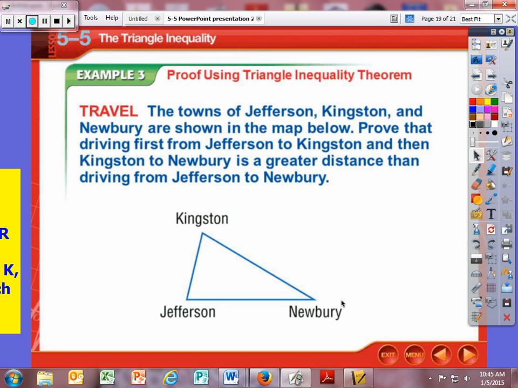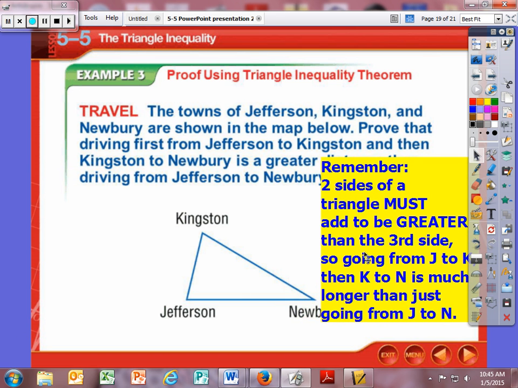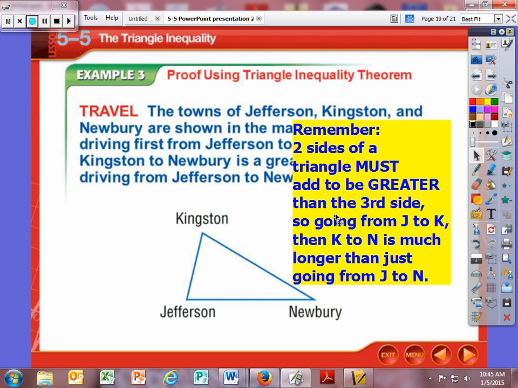Now we all are thinking in our head, well duh, if we go from here to here and then there to there, the easiest way is just a straight shot. Well, here's why that straight shot is always easier. Remember, the two sides of a triangle must add up to be greater than the third side. So if I add this, the J to the K, and then the K to the N, then that's going to be definitely greater, or in this case longer, distance than just going from J to N.